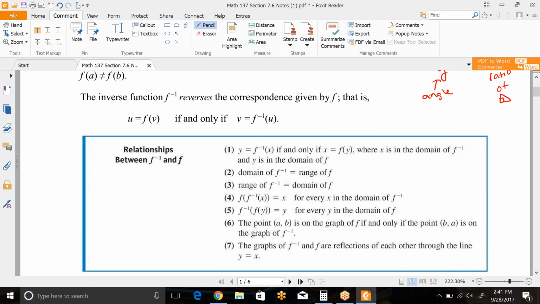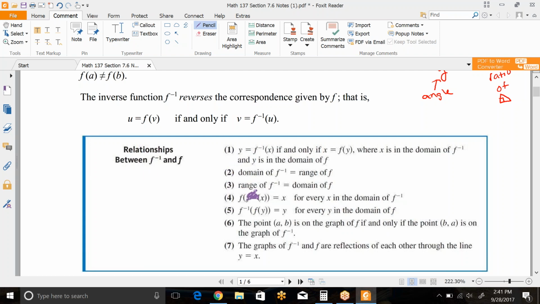So, things to know about inverse relationships. y equals the inverse of x if and only if x is f of y. And remember that the domain of the inverse was the range of the original function. The range of the inverse was the domain of the original function. That's steps 2 and 3 here.